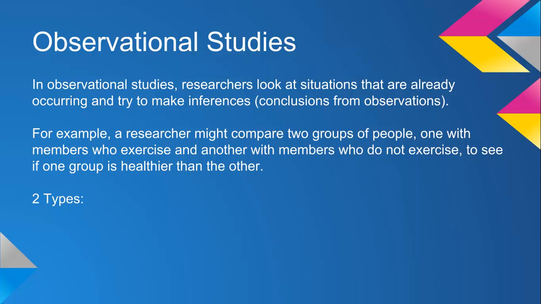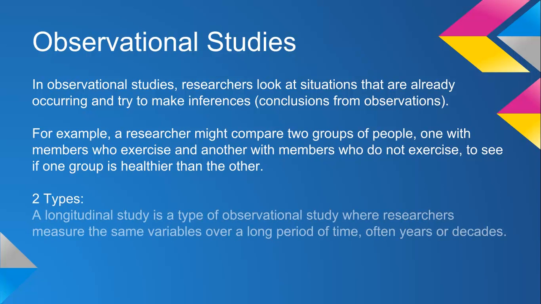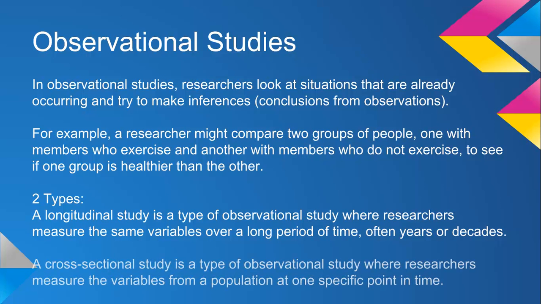There are two types of observational studies. You can do an observational study over time, called longitudinal. Researchers measure the same variables over a long period of time. It could often be years or even decades. Or you could do a cross-sectional study, a type of observation where researchers measure variables at one specific point in time. So those are the two types of observational studies, longitudinal and cross-sectional.